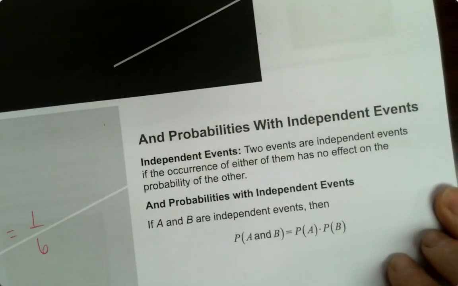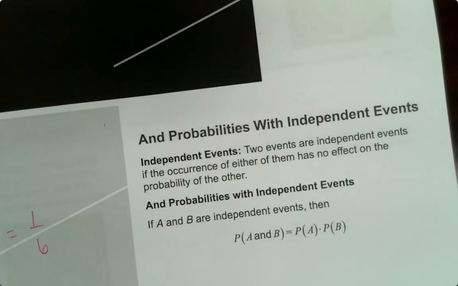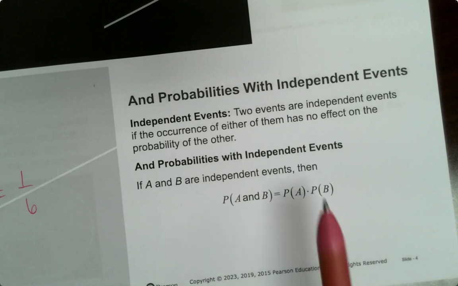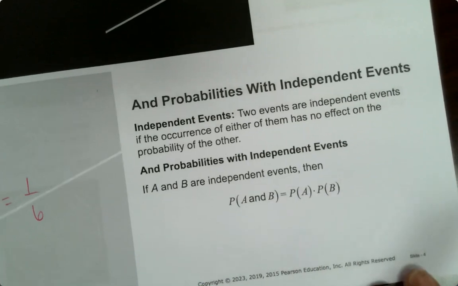Okay, independent events are when one event occurs that has no effect on the other event. So when we have probability of events like tossing coins or rolling a die, or anything else like that, we just multiply the two probabilities times each other to get the probability of both of those events occurring.